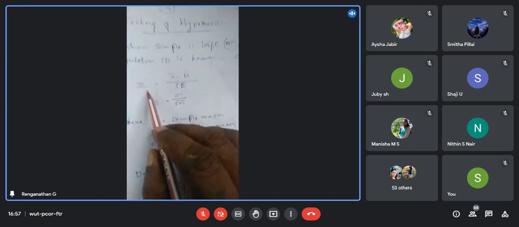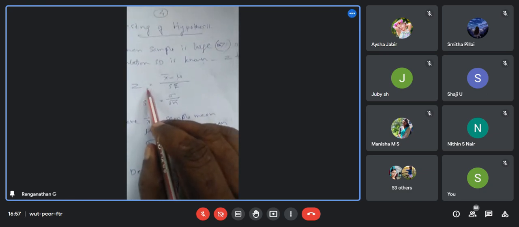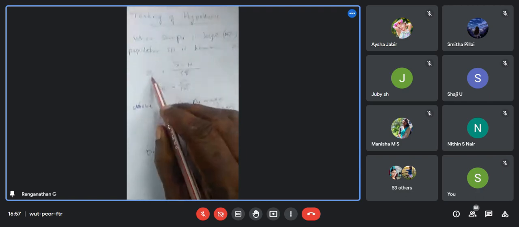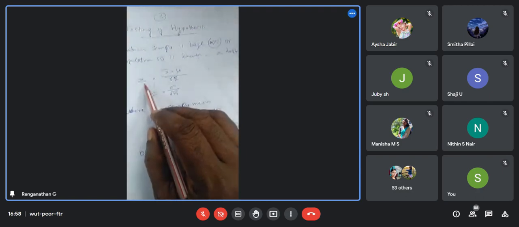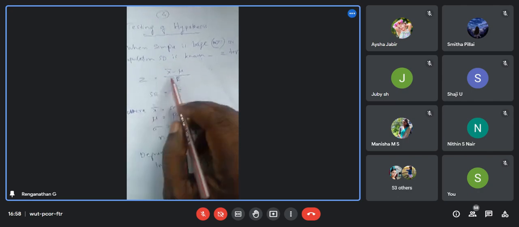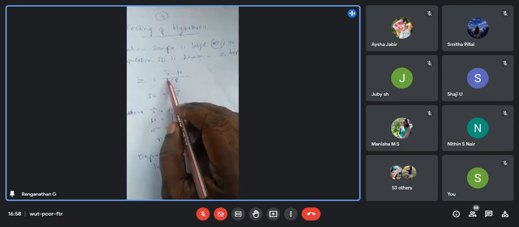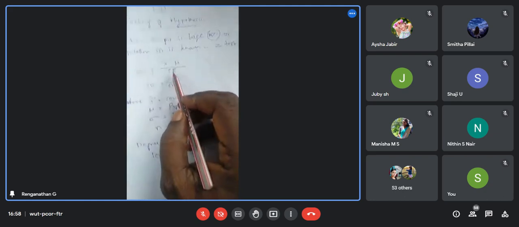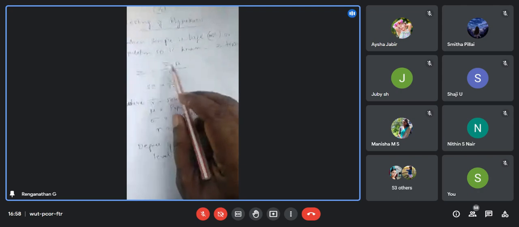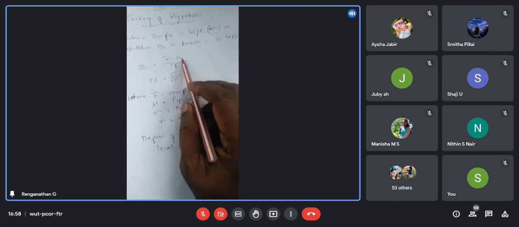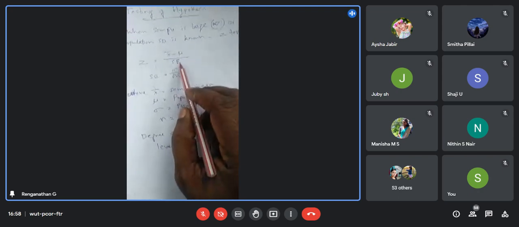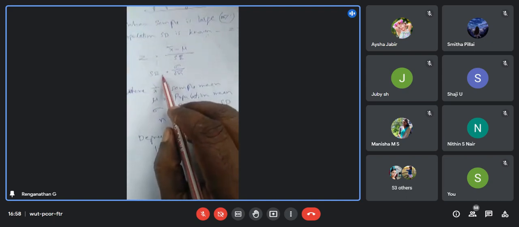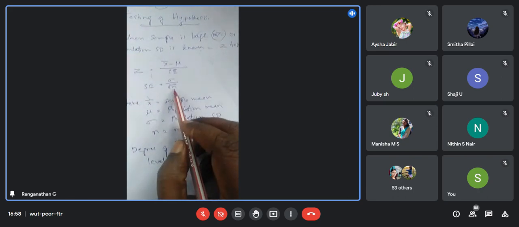The formula for Z test is like this: Z is equal to mean minus mu divided by standard error. You should write this: Z is equal to Z test. So this is Z value. Z is equal to this mean, X bar means mean, minus mu divided by standard error. Then you know what is mean, and you also know what is mu. But how to find out the standard error? Standard error can be found out by using this. Again, you use another formula. Standard error is equal to sigma divided by root n.